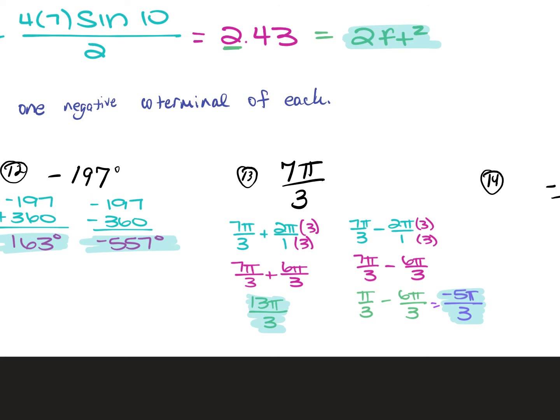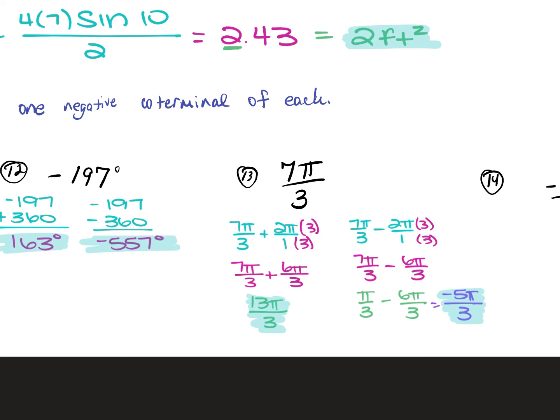Now, something that you probably weren't aware of is that any positive angle that you get when you add 360 to that, or 2 pi, to that 7 pi over 3, is considered a coterminal angle. So that pi over 3 is a positive coterminal angle as well. So you could literally give me both of them, like either one. So either the 13 pi over 3 or the pi over 3. It's up to you. But they're both positive coterminal angles.